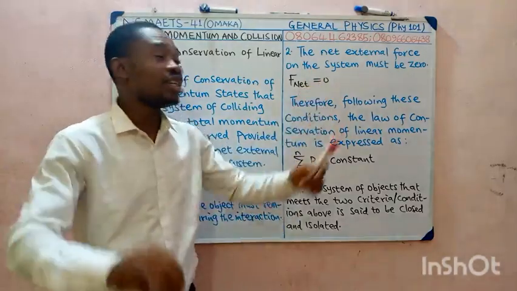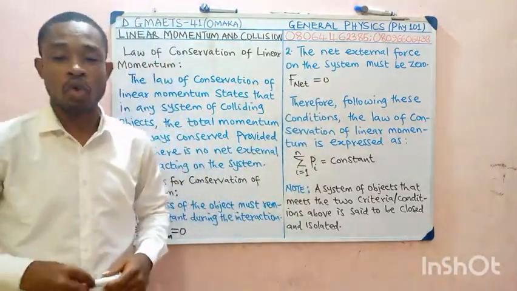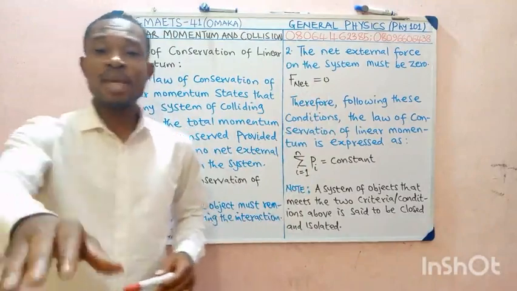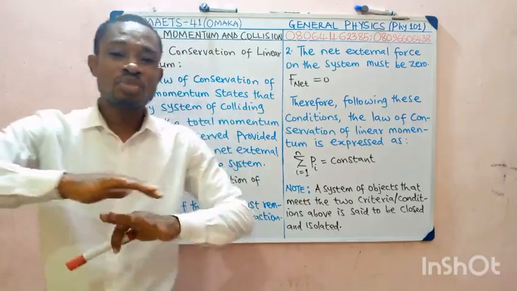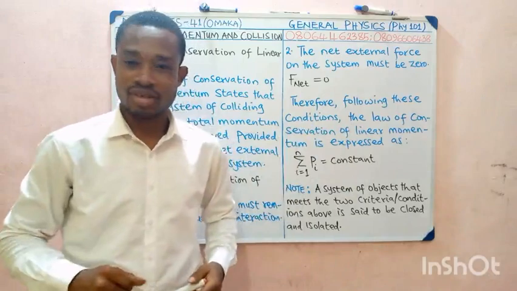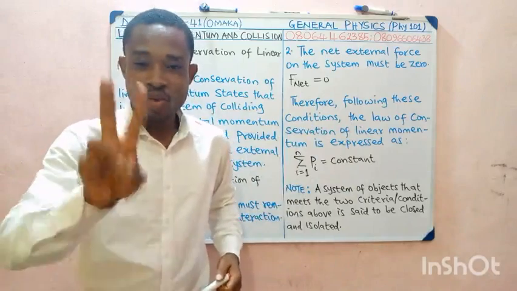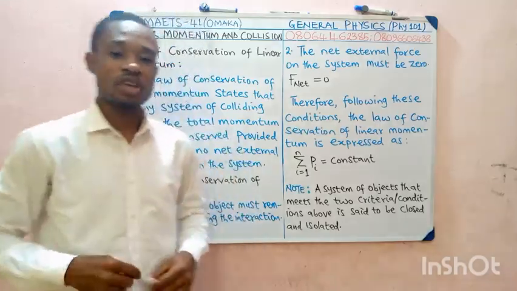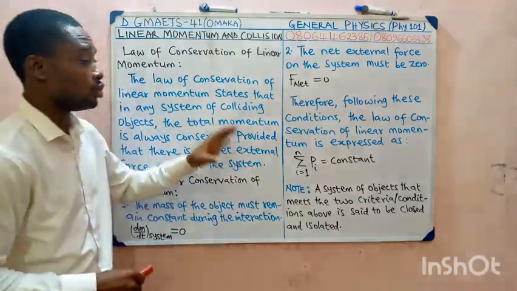And then secondly, the total or net external force on the system is expected to be zero. What does that mean? It means that there should be no external force acting on these objects that are colliding. Once these two conditions are satisfied, then the law of conservation of linear momentum holds.